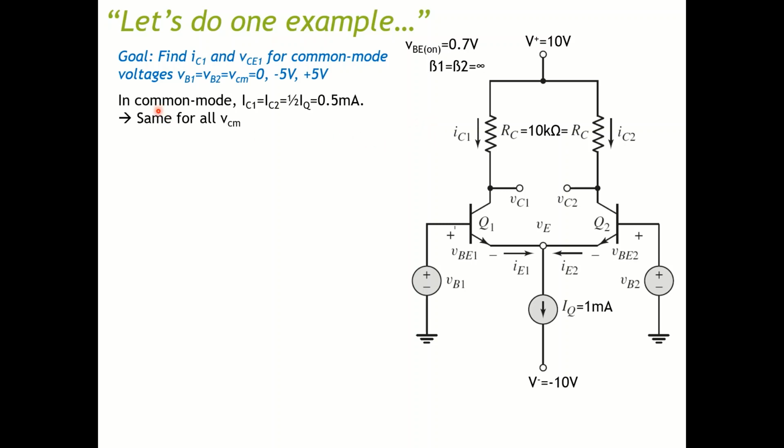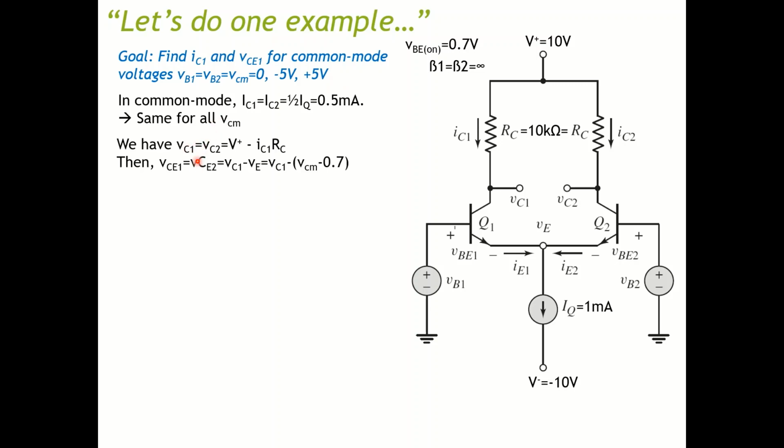So now you know that I want to find the voltages, and I want to find the parameters in common mode. In common mode, I know that this current IQ is split equally on these two branches. So IE1 and IE2 will be equal. Therefore, IC1 and IC2 will also be equal, and because it's split equally, it will be half of IQ, which is 0.5 milliampere. And as you can see, the equation is independent of VCM, so this value is the same for all three VCM.